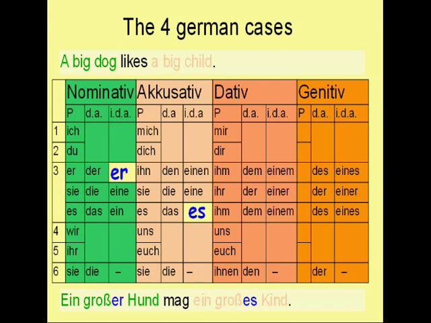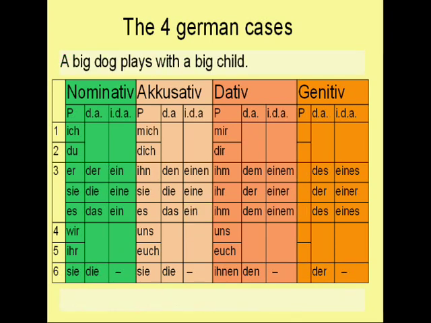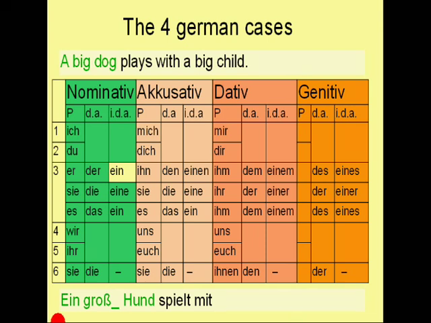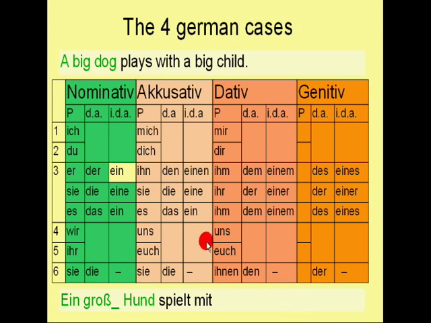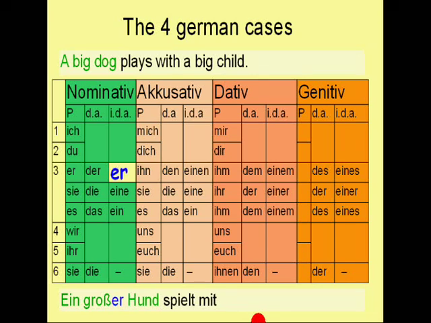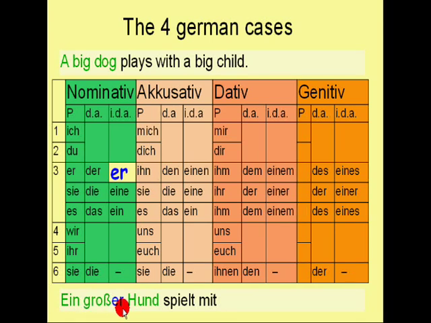Let's try another one. A big dog plays with a big child. Like in the last sentence, here again the big dog is the subject of the sentence and therefore in the nominative case. And the sentence therefore starts the same way as the last one, with ein Großhund. Do you remember the adjective ending for the indefinite article in the nominative case? It was er. So the sentence starts correctly like this: Ein großer Hund.